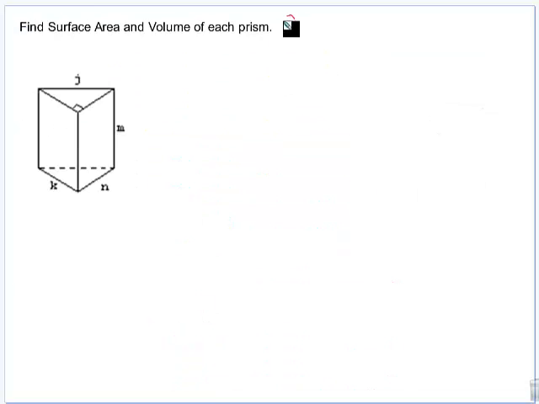So I'm just going to rewrite the two formulas we had. Surface area is the perimeter times the height plus 2 times our bases, and volume is the area of the base times the height. So on this diagram, we are going to find the surface area and the volume. I'm going to give you the fact that J is 25, K is 16, and M is 9.